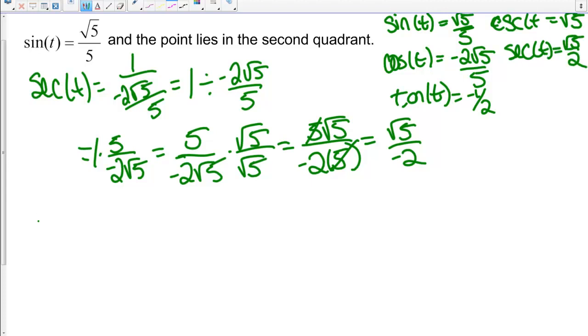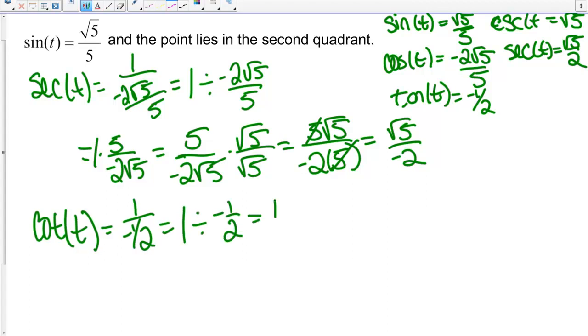And then cotangent is 1 over tangent. So 1 over negative 1/2. 1 divided by negative 1/2 is the same as 1 times positive 2 or negative 2 over 1. So cotangent of t is negative 2.